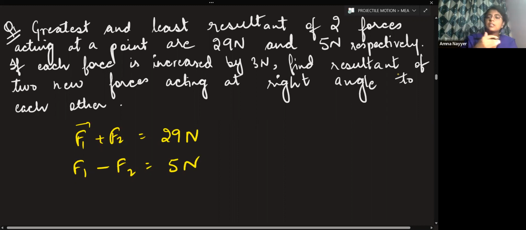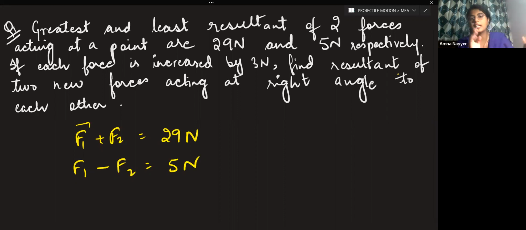The greatest and least resultant of two forces acting at a point are 29 Newton and 5 Newton respectively. Now, if each force is increased by 3 Newton, find the resultant of the two forces if the angle between them is a right angle. This question is not at all tough, just understand.